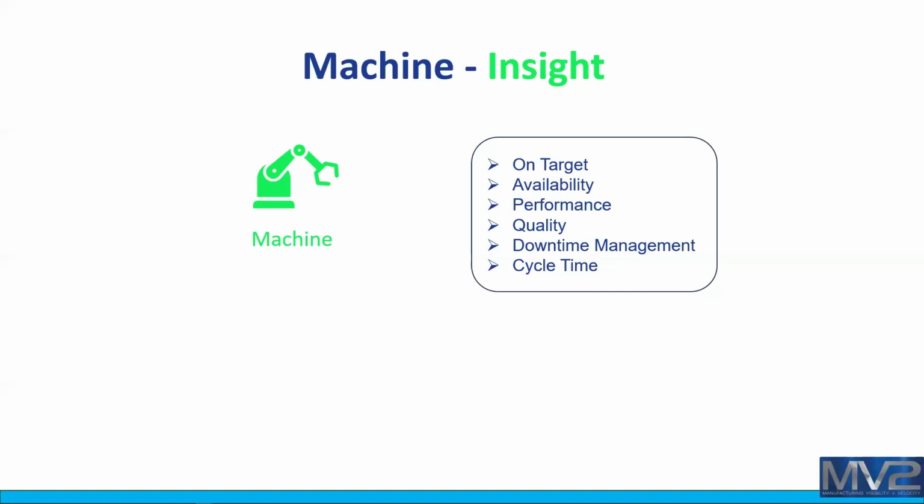Or it's down because maybe there's a changeover kind of thing. I want to help manage that time. You can actually look at your downtime management to say, how can I improve and shorten up my downtime events?